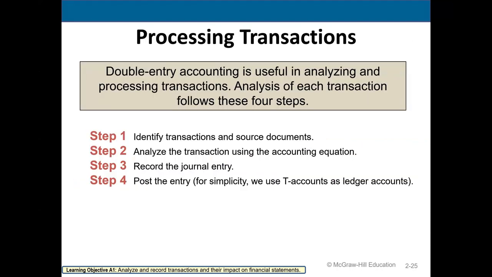All right, so we're going to process those transactions through that double entry. We're identifying transactions. We're getting source documents in that we're going to be looking at to figure out what we need to do with them. That second step is analyzing that transaction to see where it fits into the equation. And then we want to actually record the journal entry. Once we record the journal entry, then we're going to post the entry, which is just moving it into those general ledger accounts.